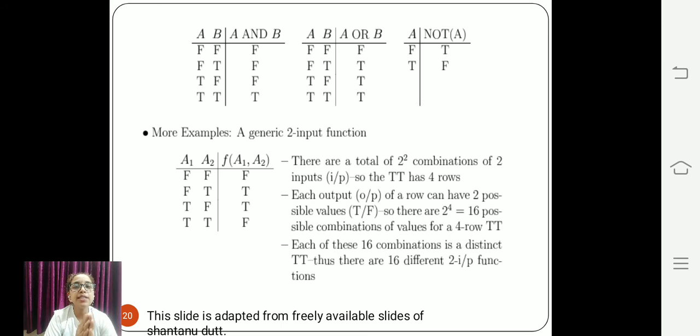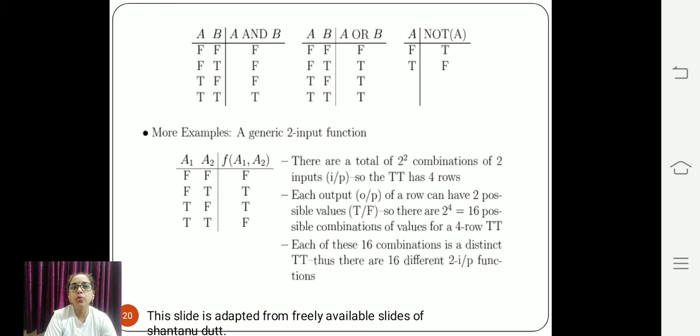Like that. If I consider 3 inputs, that is 2 to the power 3, that is 8. If I consider 4 inputs, 2 to the power 4 is equal to 16. Like that, the combinations or selections will change. Here I am taking an example of a generic 2 input function. There are total 2 to the power 2 combinations of 2 inputs, so the truth table has 4 rows. 2 multiplied by 2, 4 rows: false false, false true, true false, and true true.